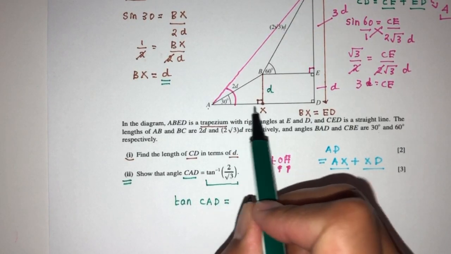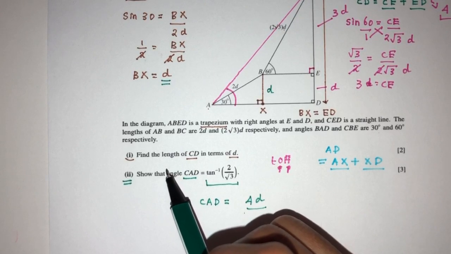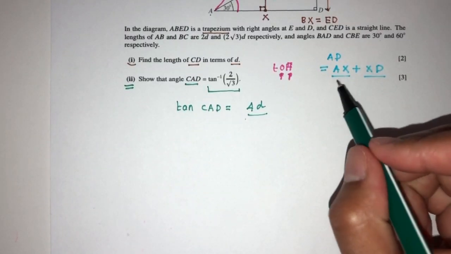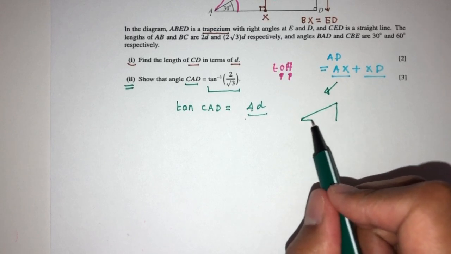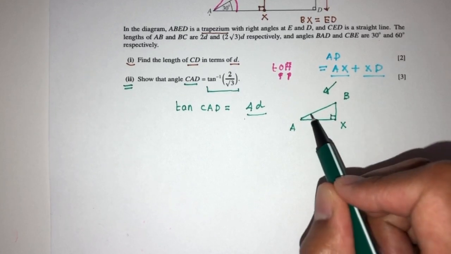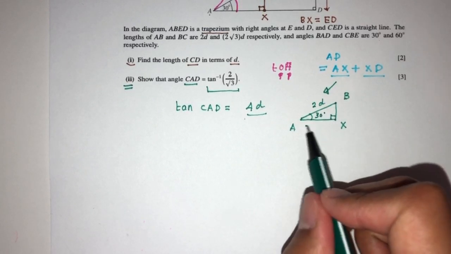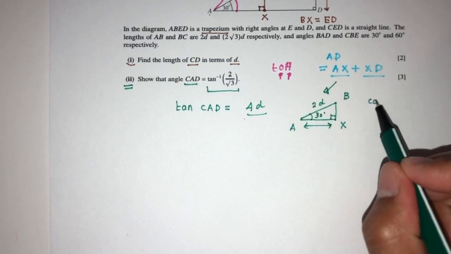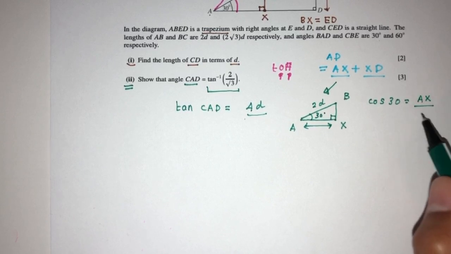Now for this one, how can we find this? Pretty easy. We can use SOHCAHTOA again. We can use the Pythagoras theorem. It is up to you. I guess I will stick to SOHCAHTOA because why not? So for this one, let's observe we have the triangle, this small one, AXB. This is 90 and this is 30. We know this is 2D. We're trying to find this side. We know the hypotenuse, we have to find the adjacent side, that will be cos. Cos of 30 will be the adjacent side, which is AX, over the value of 2D.